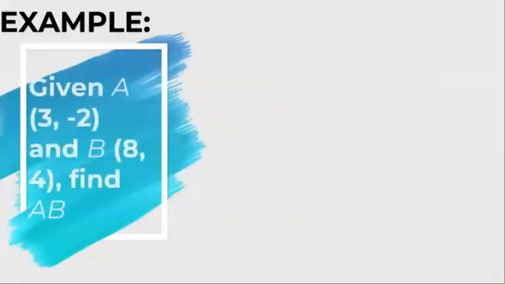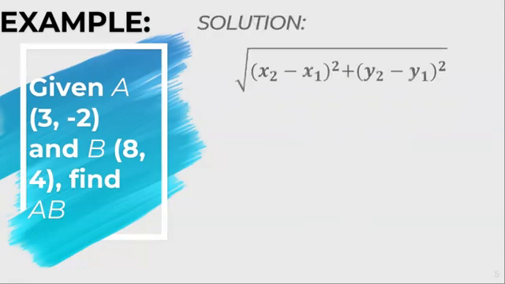So let's have another example. Given that our point A is at (3, negative 2), and point B is at (8, 4), we are going to find the distance between A, B. So let's go back to the formula given here, and then substitute again the given to the formula. So our x sub 1 is 3, y sub 1 is negative 2. Then our x sub 2 is 8, and our y sub 2 is 4.